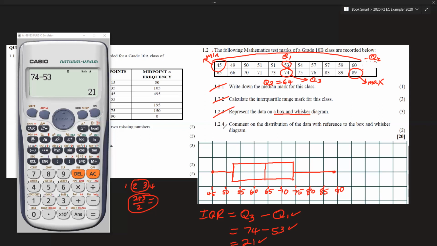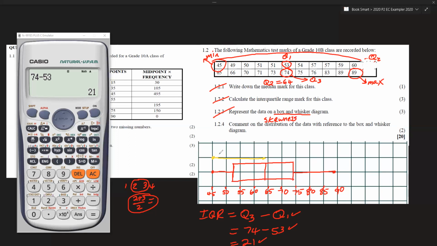Awesome. Now let's do 1.2.4. So on 1.2.4, they want us to comment on the distribution of the data. Sometimes they'll say comment on the skewness. Né? They'll say comment on the skewness of the data with reference to the box and whisker. So this question, it's easy. Né? You always ask yourself this. Is the distance from here to there?